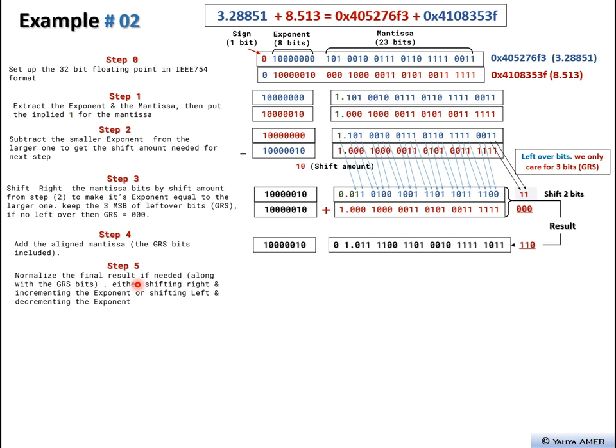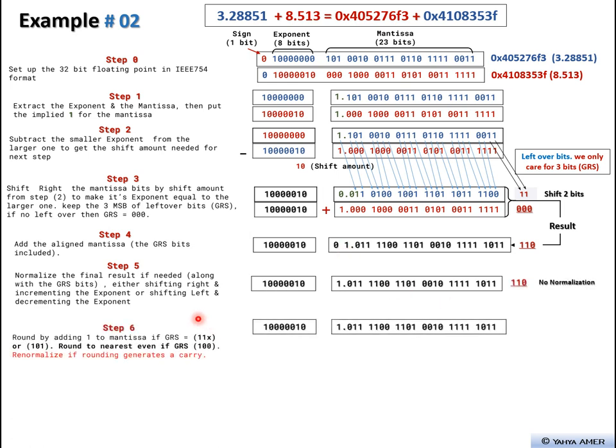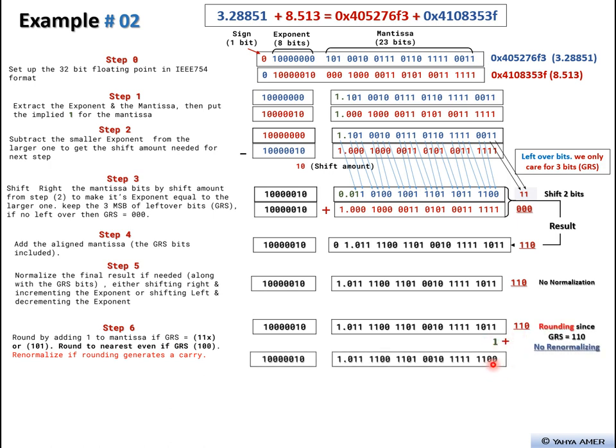And in this step 5, after we get the result, as you see, we also do not need normalization, because the point here is next to the 1, so it's already normalized. So since it's already normalized, that means no normalization is needed. And we go to step 6, which is rounding. In rounding, we already remember the rules. Rounding means adding 1 to the mantissa. When we see that the GRS equals 110, that means we have rounding. We round by adding 1 to the mantissa. So the final result is going to be like this.